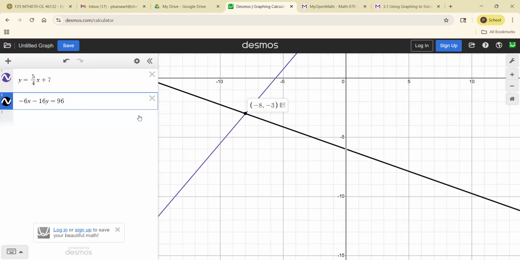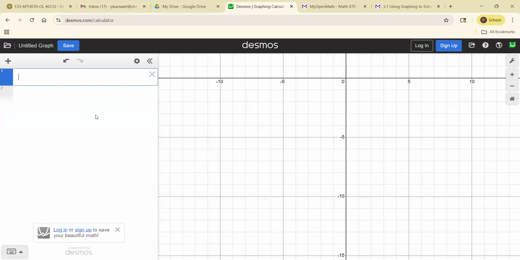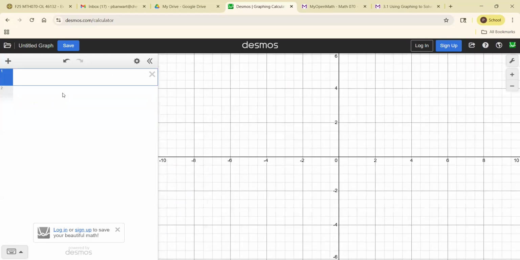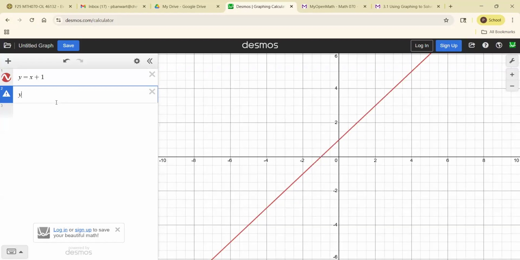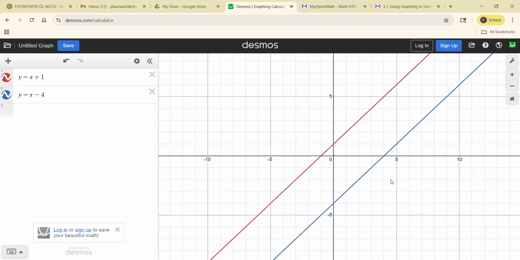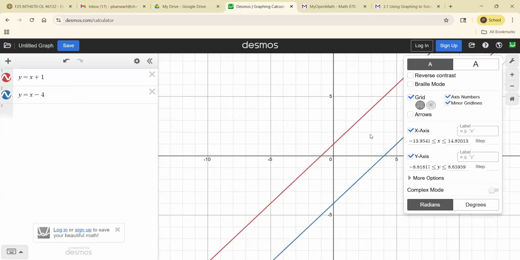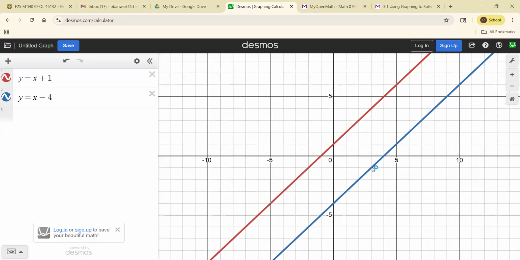So far, I hope you've noticed that in each of the systems that I've graphed, the two lines have crossed each other, because it's the point where they cross, where they intersect, that the solution is. But we can also have lines that don't cross each other. Like I could have y equals x plus 1 and also y equals x minus 4. These lines are parallel, which I talked about in a previous video. Parallel lines never cross.